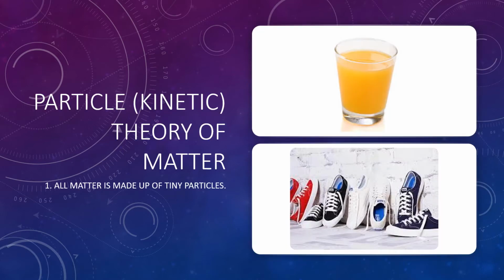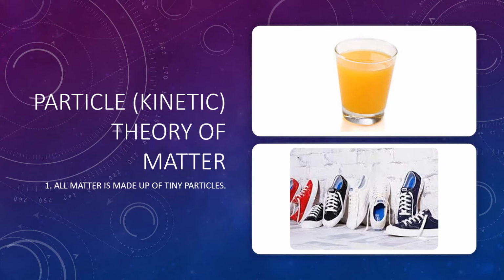The particulate theory of matter is sometimes referred to as the particle or the kinetic theory of matter. Now, you may see those two words being used more frequently than the particulate theory of matter, but they're all referring to the same thing. The particle theory of matter is made up of four basic components, or four major points, the first of which states that all matter is made up of tiny particles.